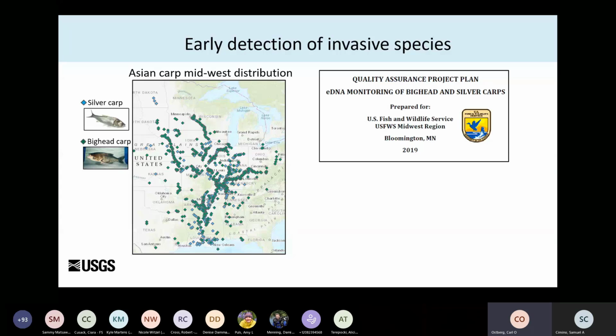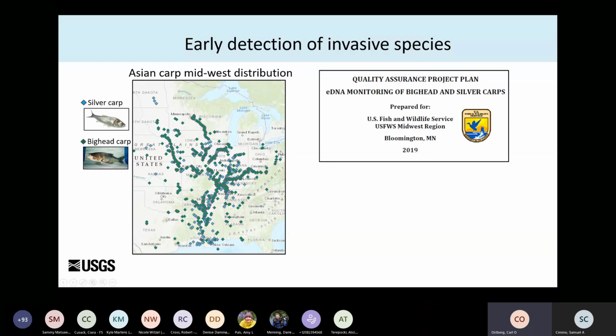So the first one is early detection of invasive species. Let's start off with invasive Asian carp as an example. They have become widespread throughout the Midwest, and since about 2010, large-scale eDNA surveillance has been part of the Asian carp monitoring program here, and it's aimed at preventing the spread of Asian carp into the Great Lakes themselves.